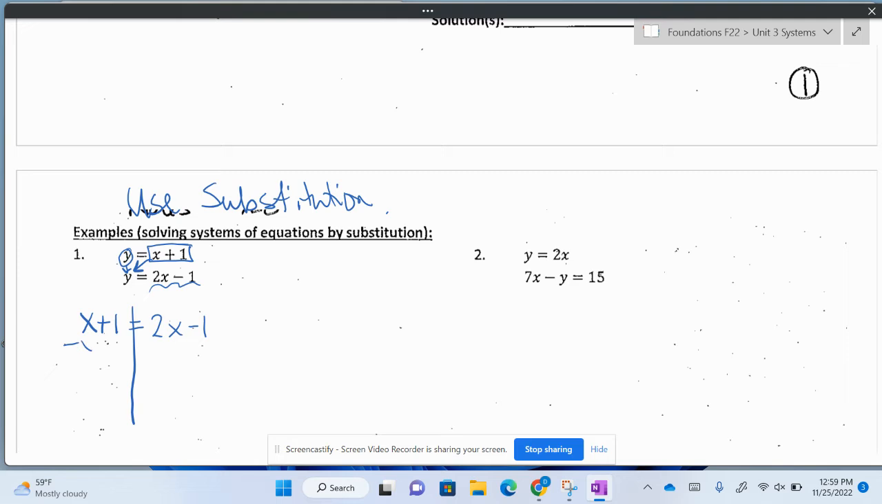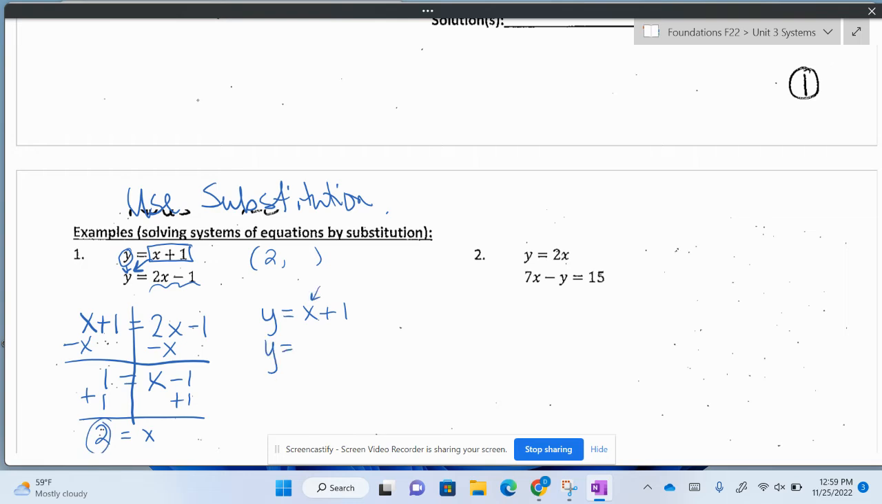Now I'm going to get all my x's on one side. So that gives me 1 equals x minus 1. And then I'm going to move my constants all to the same side. So 2 equals x. So in this system, 2 is the x coordinate for my solution. I need to find the y coordinate. And remember, in order to do that, I just take one of the original equations and I plug back in the solution for x. So y equals, x is 2, so 2 plus 1, y equals 3.